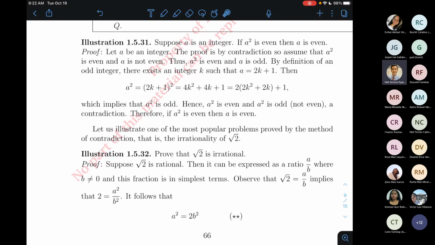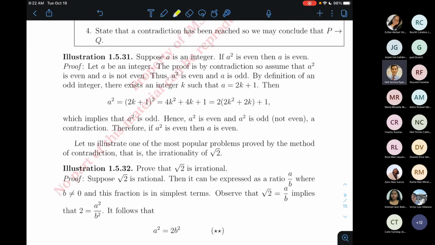Example 31. Pinrove niya uli yung example natin last time na kung si A squared ay even, then si A ay even. I think we have proven this last time using proof by contraposition, and everything turned out nicely. Now you can try to do a proof by contradiction here, and if you'll be doing that, kukunin niyo yung negation ng conclusion. So this is P, then this is Q, then we will assume not Q and try to come up with a contradiction.